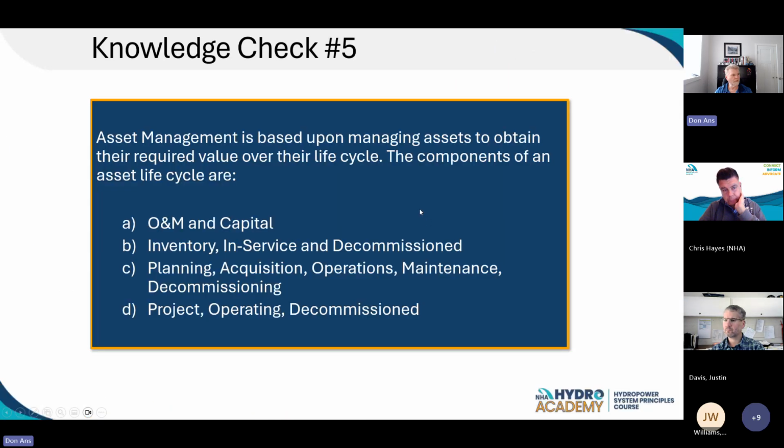Which leads to a knowledge check. Asset management is based upon managing assets to obtain the required value over their life cycle. The components of an asset life cycle are, and I'm getting too dry to read them all this time. So let's see if Melissa wins again. Oh, Richard won. Yes, it is planning, acquisition, operations, maintenance, and decommissioning. I couldn't put in all of the above in this one.